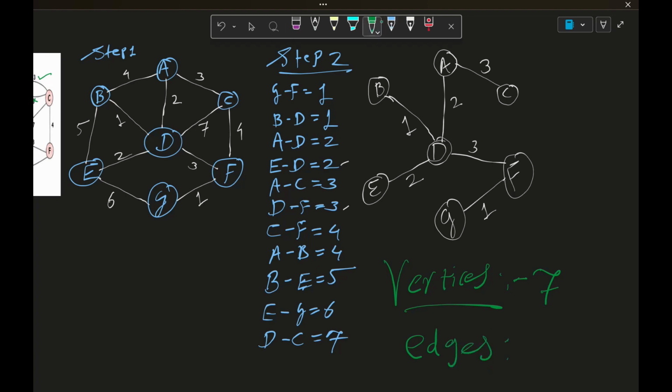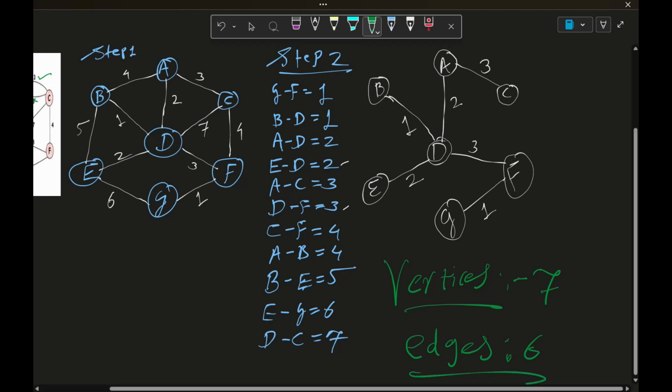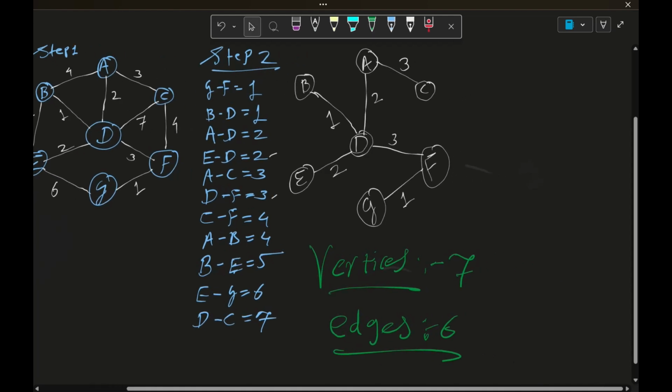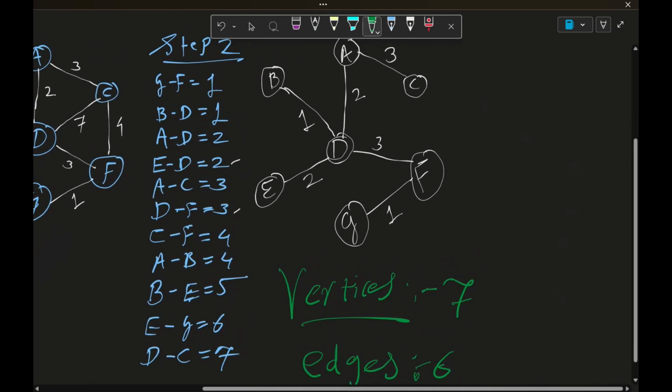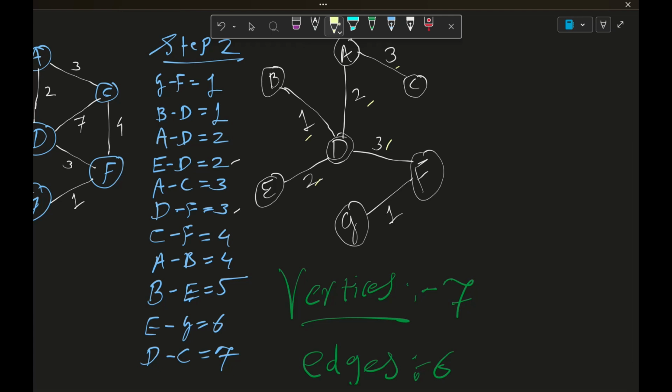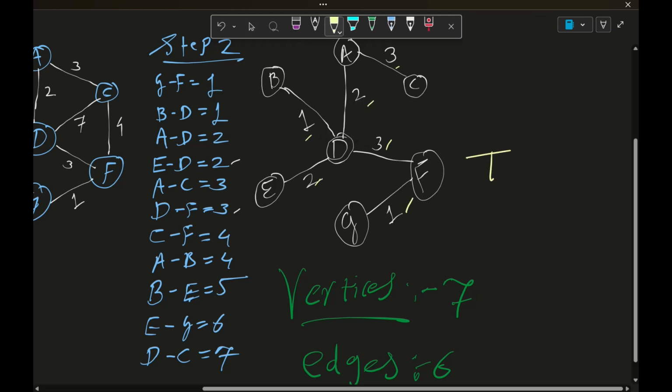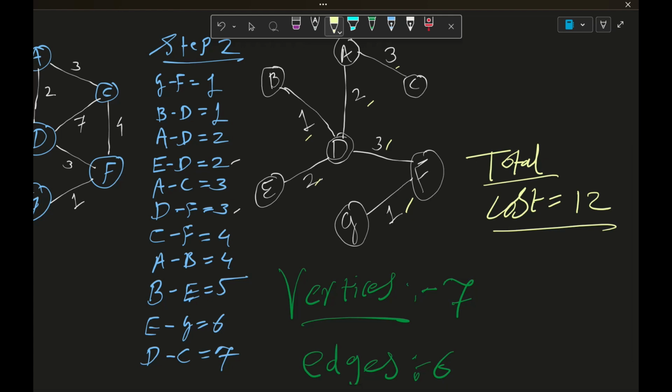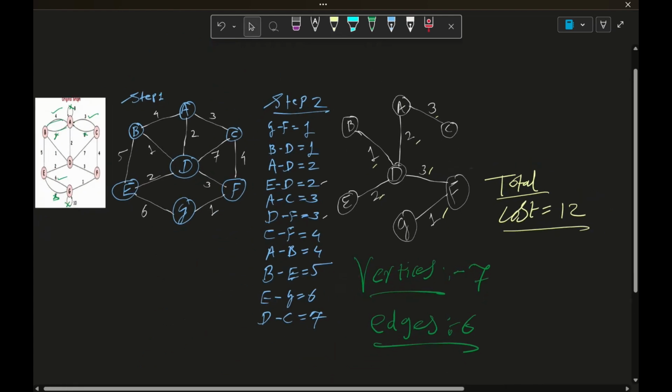So this is the valid MST. Okay, MST is valid. But now calculate the total cost. That should be minimum. So here definitely it will provide the minimum or least cost. This is again 3 plus 3 plus 2 plus 1 plus 2 plus 1, like this. So the total cost here becomes 12. So this is the final cost or the total cost of that MST. Okay, so this is your final answer by using Kruskal's method.